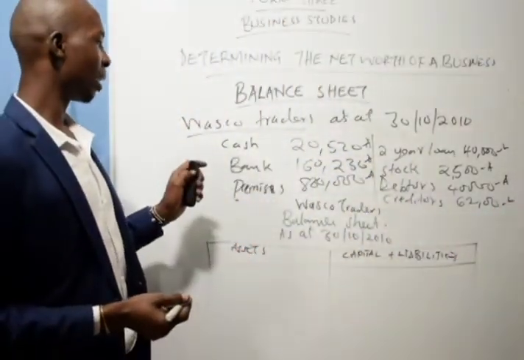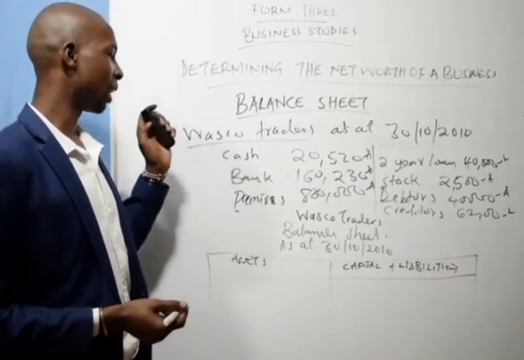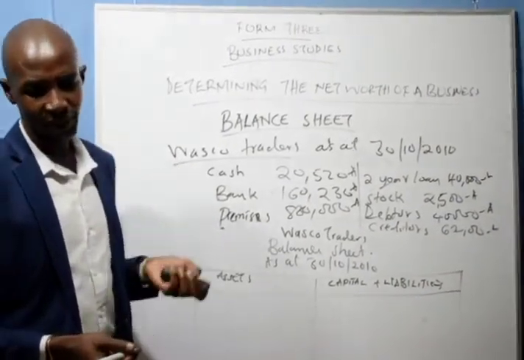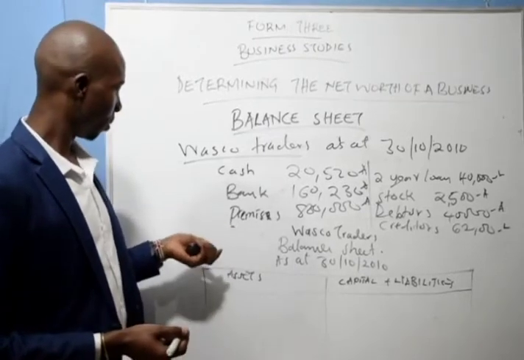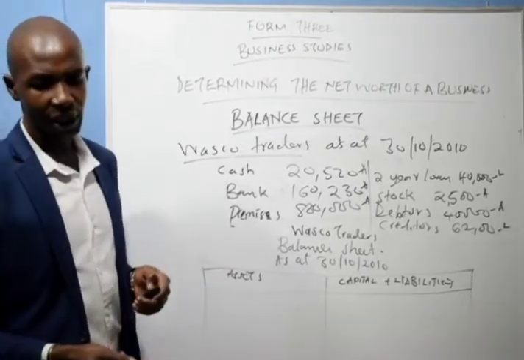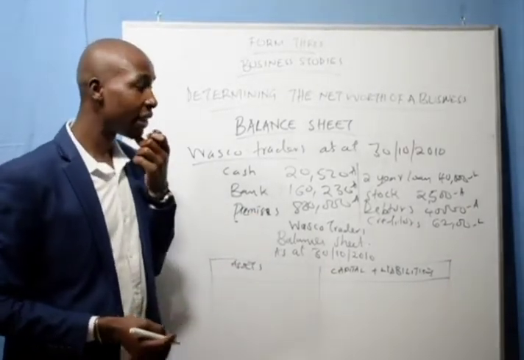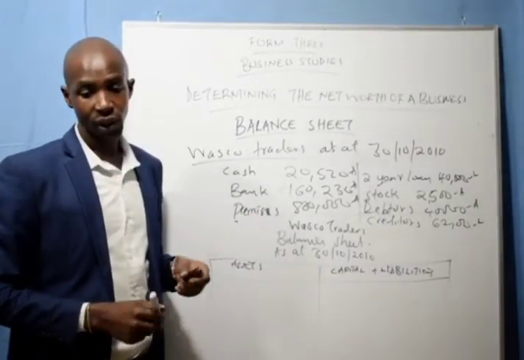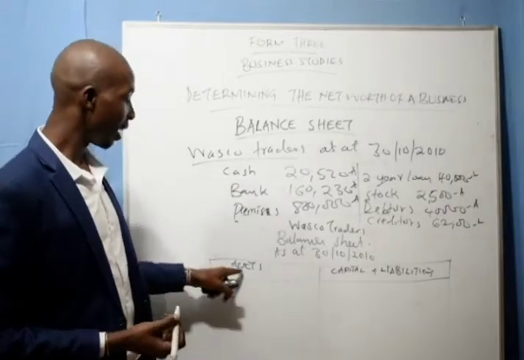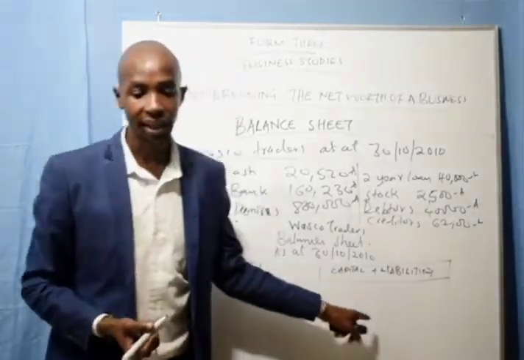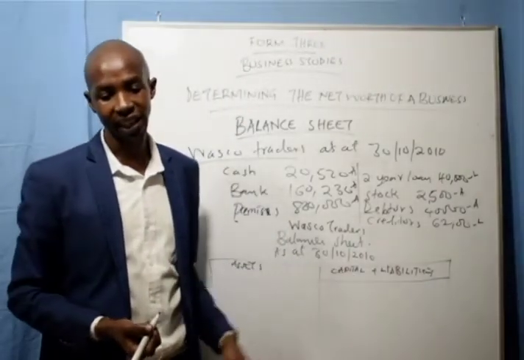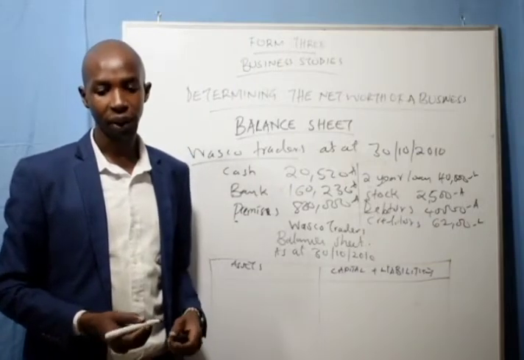I've marked which one is an asset and which one is a liability. So remember, we have assets, capital plus liability. It means the capital must be calculated. So how are we going to get the capital?